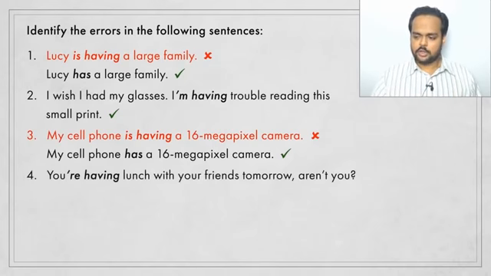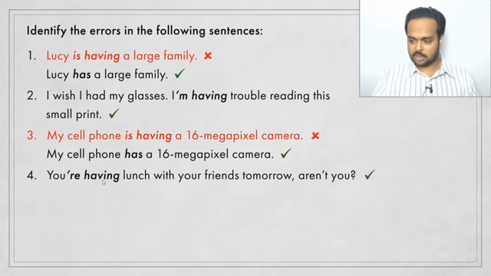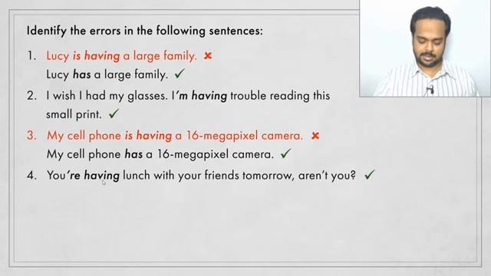Number 4, you're having lunch with your friends tomorrow, aren't you? Correct or not? Well, here, having talks about eating, right? That's what we mean here. You're eating lunch with your friends tomorrow. So we're expressing a future plan. For expressing future plans, it's okay to use continuous forms of verbs. And here, because we're talking about eating, this is correct. You're having lunch with your friends tomorrow. You're eating lunch with your friends tomorrow, same meaning.